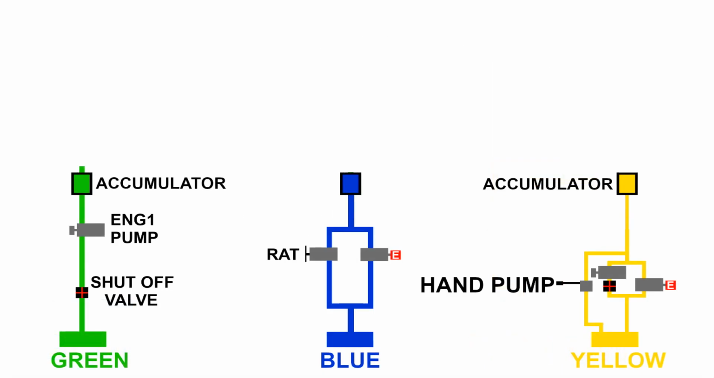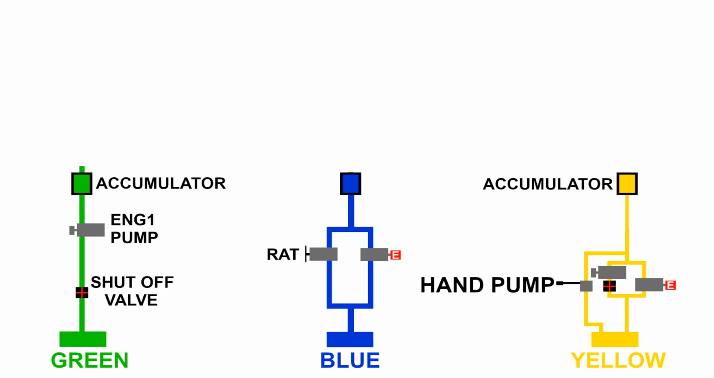Now let's look at the blue hydraulic system. Once again we start with a reservoir. This time we have no shutoff valve because the system is actually not connected to any engine. Instead, you can see there are two ways to power up this system. One is once again an electric pump.